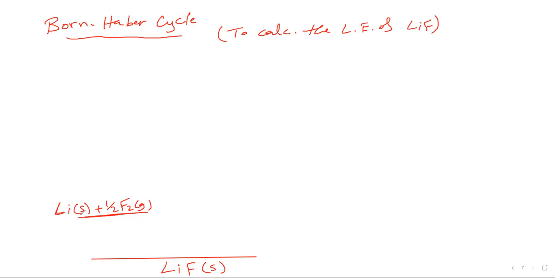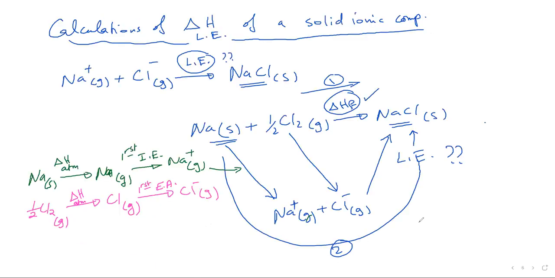It is the enthalpy change, and we call it the enthalpy change of formation. It is the enthalpy change when 1 mole of a substance is formed from its elements in their standard physical states, isn't it? So this means that lithium fluoride solid is formed from lithium solid and half fluorine gas. This is the first route, the formation.